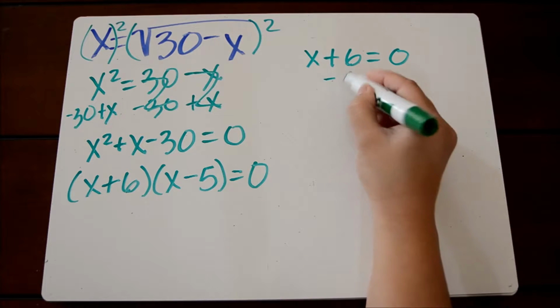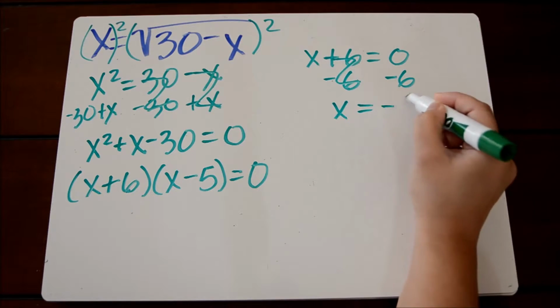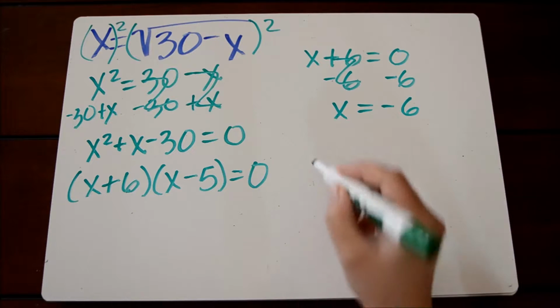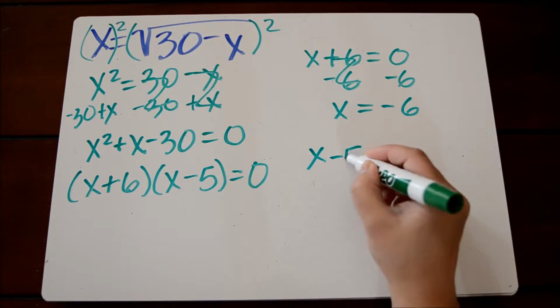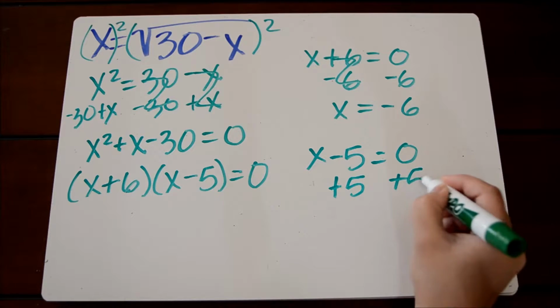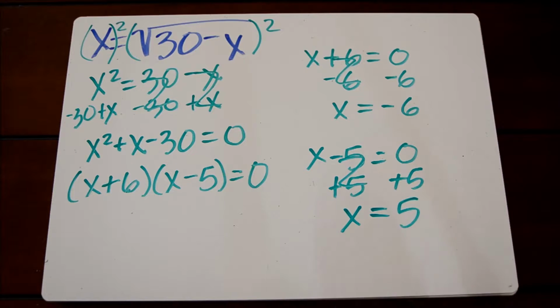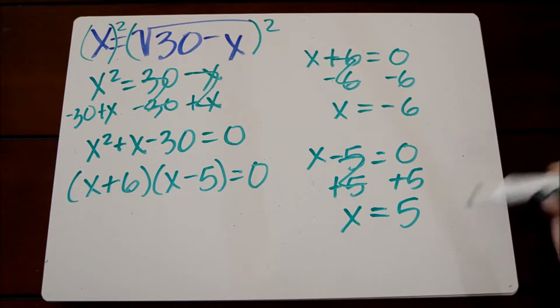I will subtract 6 from both sides to zero out that 6, and we get x is equal to negative 6. And then x minus 5, also setting it equal to 0, add 5 to both sides, and we get x is equal to 5. So it looks like we have two solutions, but we have to substitute them back in to see if they work.